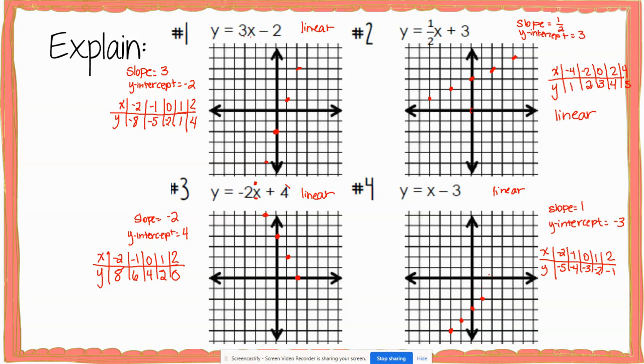When x is 2, y is negative 1. So I would move right 2 and then down 1. And you can see that if we were to connect these points, we would have a line.